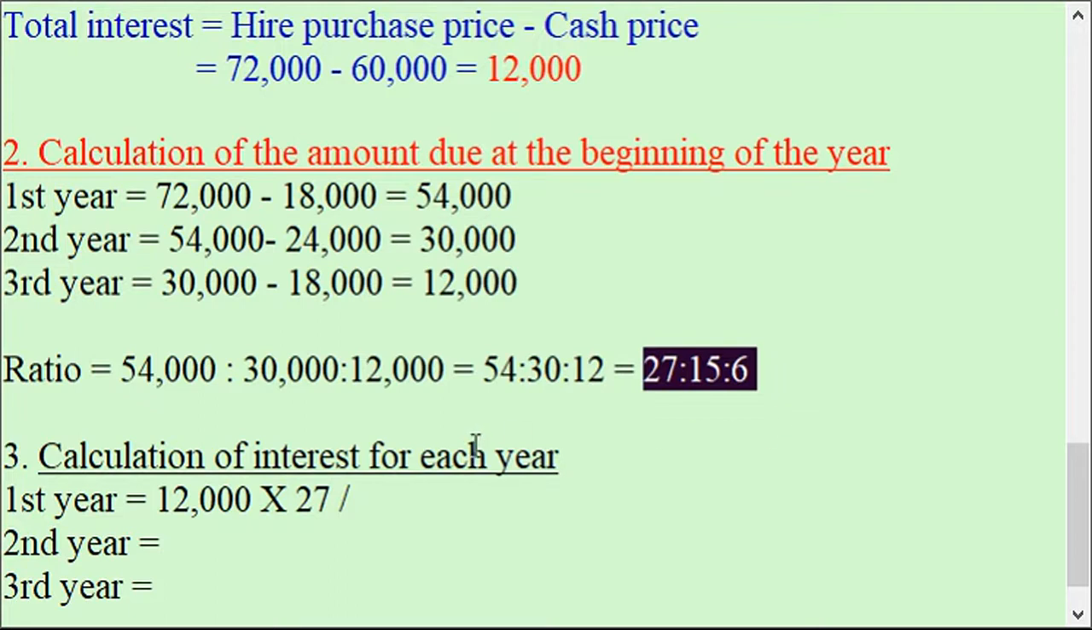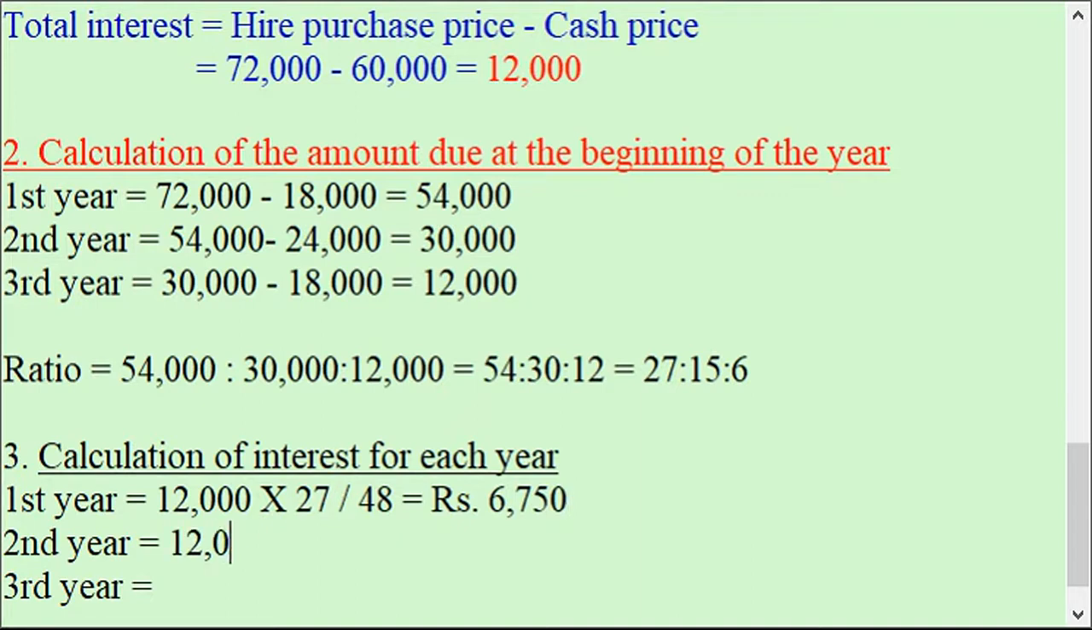48 is the total. So you get rupees 12,000 into 27 divided by 48, 6,750. Second year it's 12,000 into 15 divided by 48, 3,750.